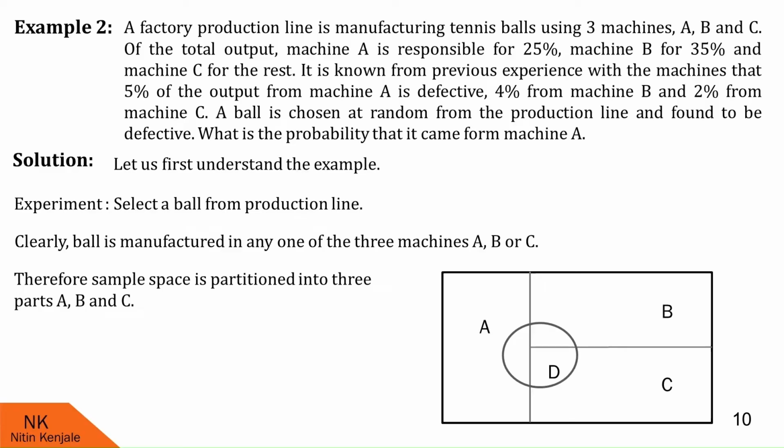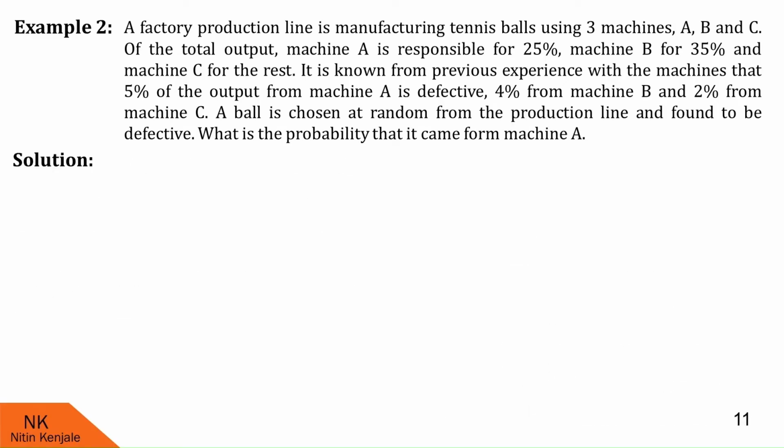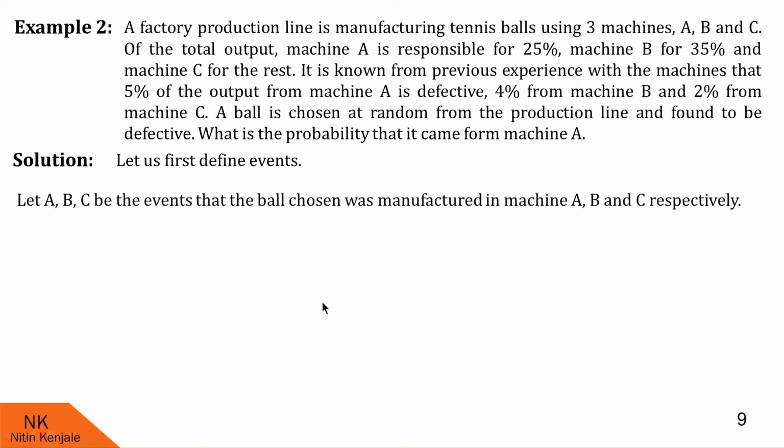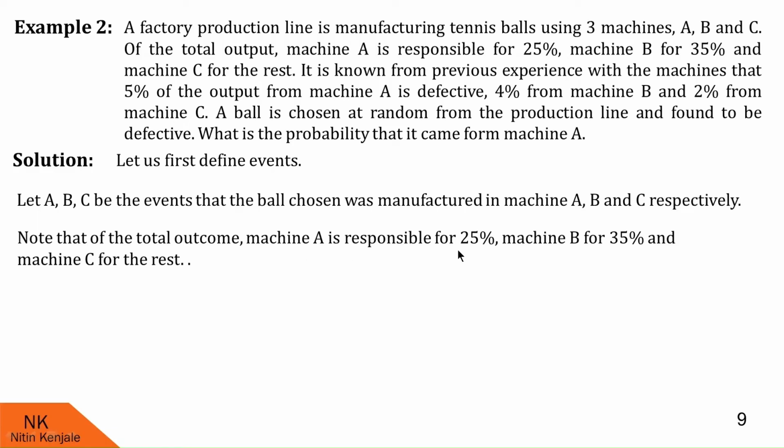Then to find the probability that the ball selected is manufactured in machine A, we have to find the probability of A by D. This can be done using Bayes' theorem. So to write the solution formally, we first note down the required events. Let A, B, C be the events that the ball chosen was manufactured in machine A, B and C respectively. Note that it is given that of the total output, machine A is responsible for 25%, machine B for 35% and machine C for the rest, that is 40%. Then the probability of A, that is the ball chosen was manufactured from machine A, is 25%, that is 25 by 100, that is 0.25. Then the probability of B is 35%, that is 0.35. And similarly, the probability of C will be 40%, that is 0.40.